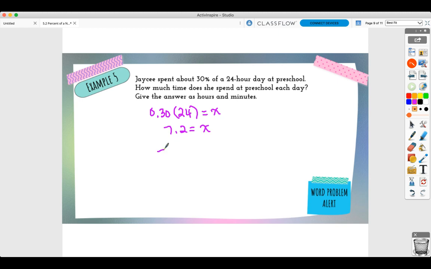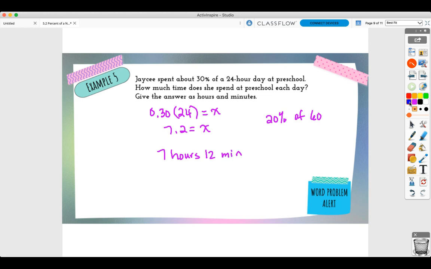So we know it's 7 hours, but we have to figure out what 0.2 is of an hour. Okay, how many minutes is 0.2? It's 20%. So 20% of 60 minutes. 0.2 times 60 will give you 12. That's going to be 7 hours and 12 minutes.